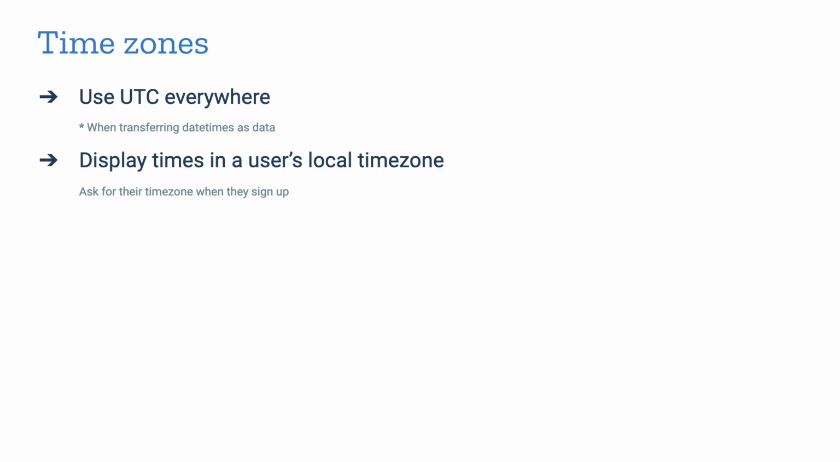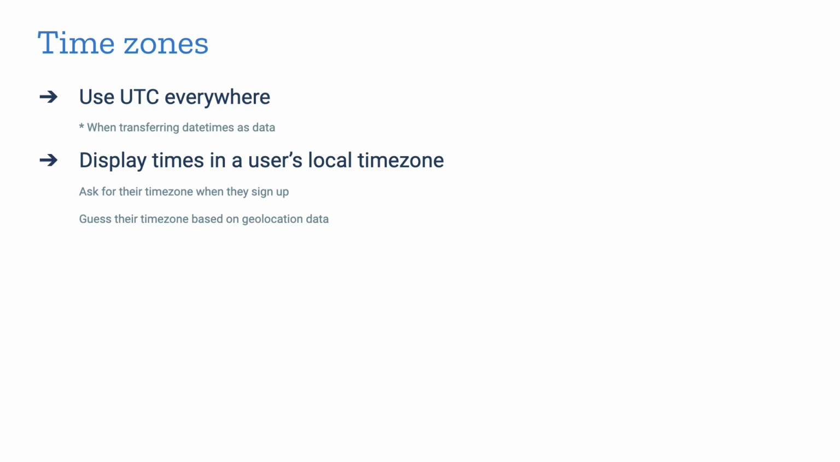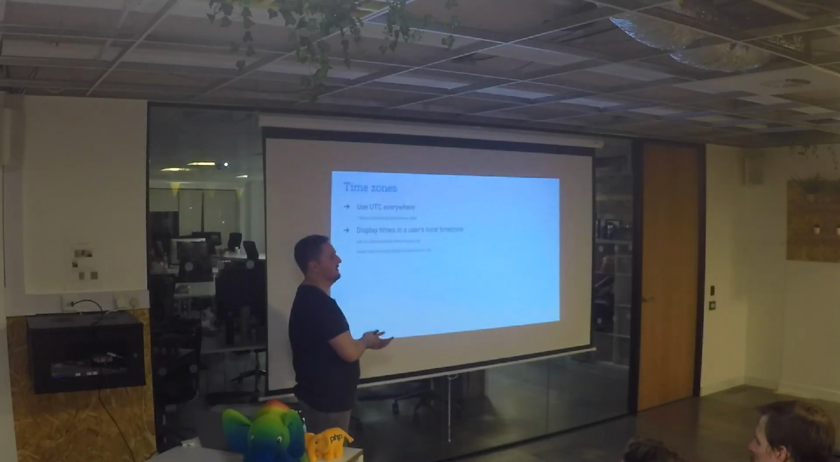You could ask what the time zone is where they sign up, but you may be displaying dates for users that don't sign up, so you can't really rely on that. You might try to guess their time zone based on geolocation data, but especially with people using VPNs more now, this isn't really reliable because you may assume that they're in a different country than they really are. So you can't really rely on that either.